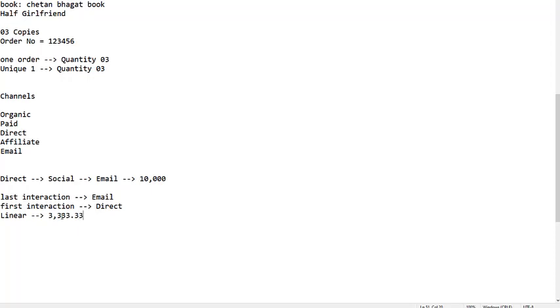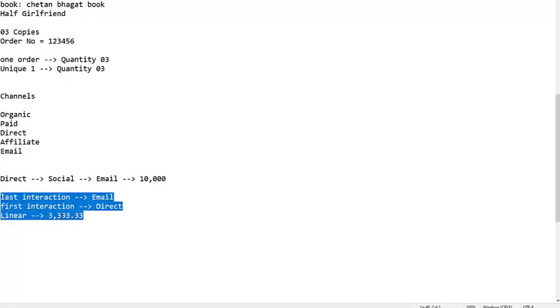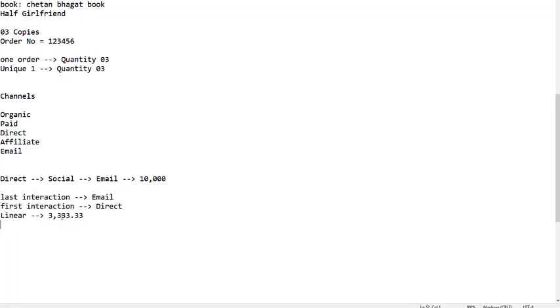These are models. There are seven such models, but these are the three most popular in the industry, heavily used. Most of you will end up using the last interaction model, where you will generate a report saying email gave me a revenue of 10,000 rupees. Now, why is this important?